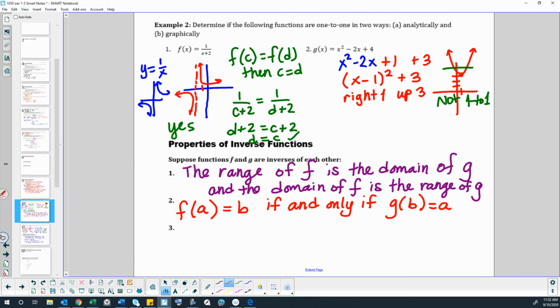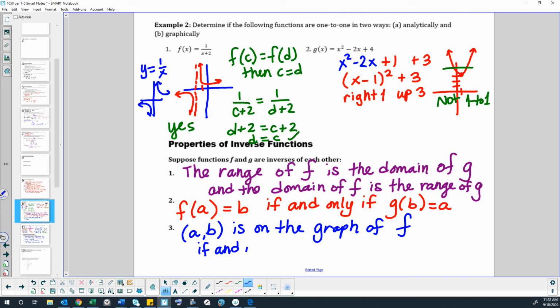And then 3. Here's the third item of importance. (a, b) is on the graph of function f if and only if, and when I say if and only if, that means it has to go both directions, (b, a) is on the graph of the inverse.